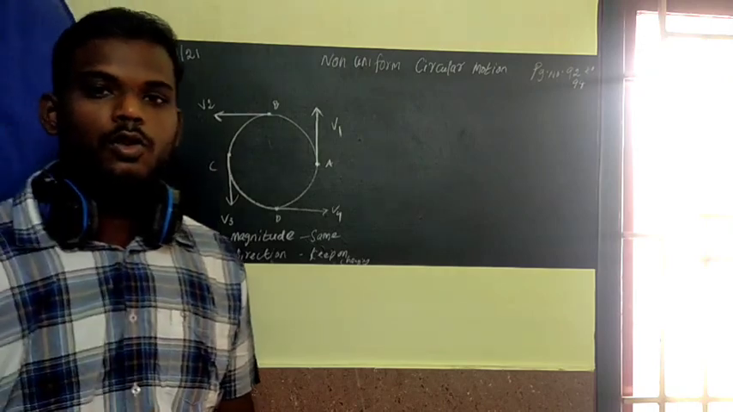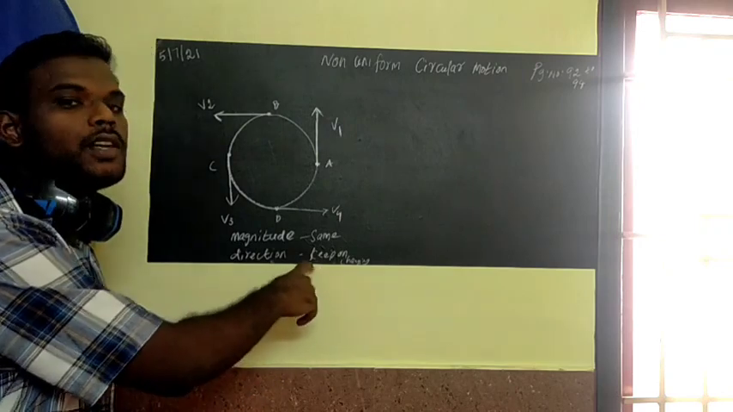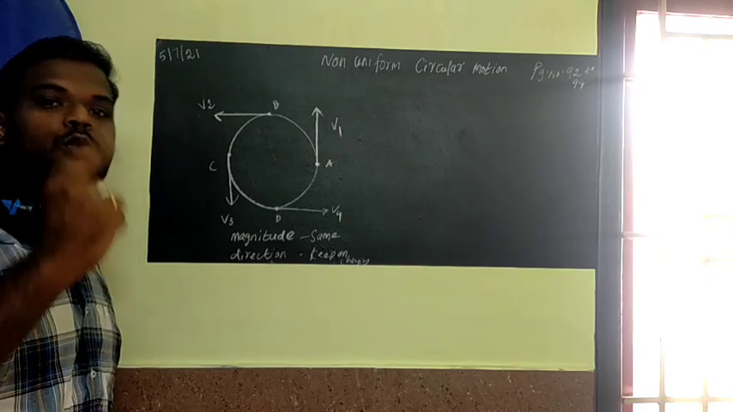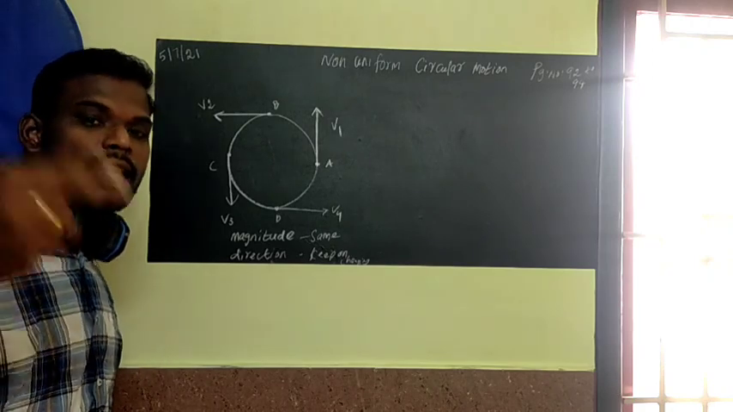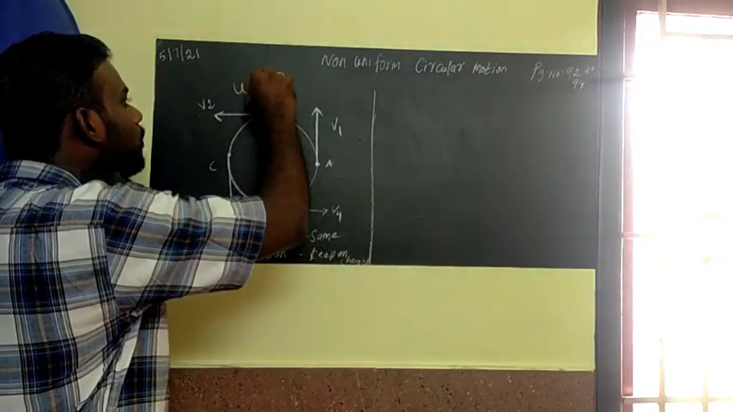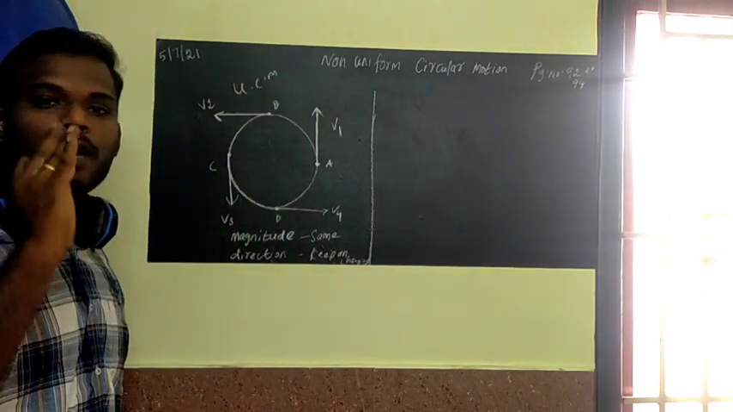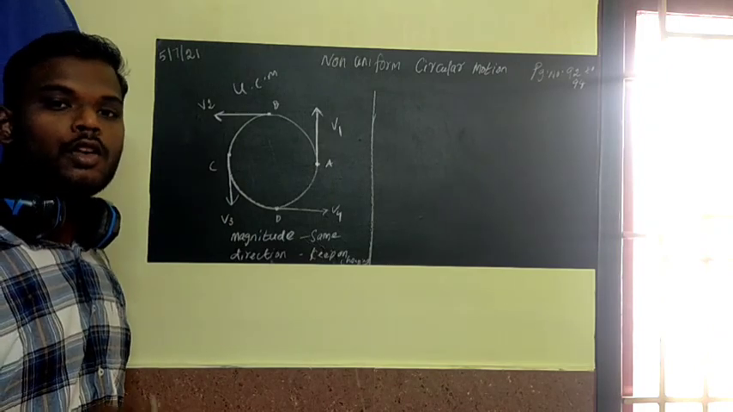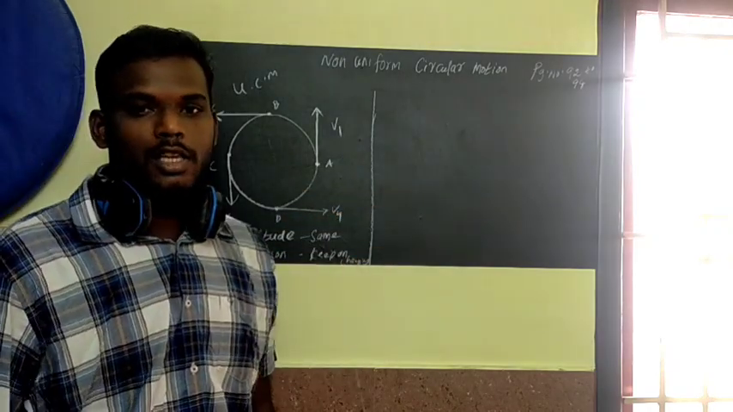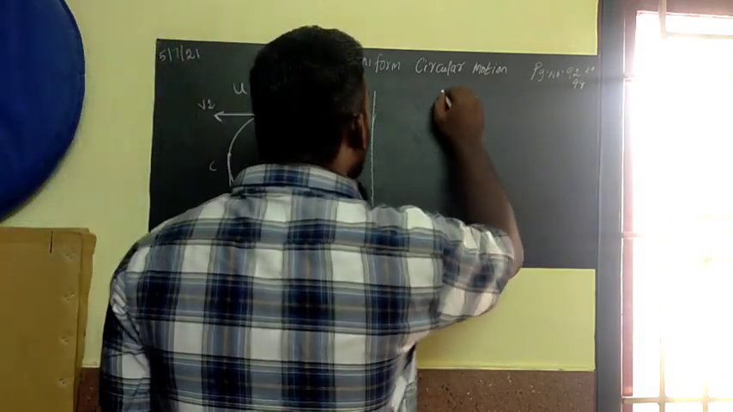Uniform circular motion is also called uniform accelerated motion because at every point there is a change in the direction of velocity. We can change the velocity in two ways. The first is changing the magnitude of the velocity, and the second is changing the direction of velocity. But in uniform circular motion, at every point the direction of velocity keeps on changing, and because of that the velocity also keeps changing. When there is a change in velocity with respect to time, what do we call it? Acceleration. That's why I told you uniform circular motion is also called uniform accelerated motion. Coming to non-uniform circular motion.